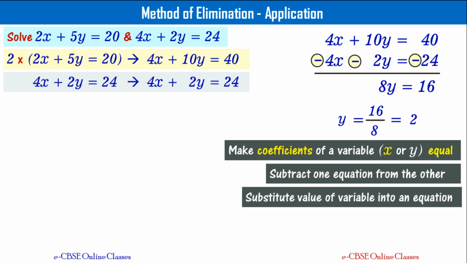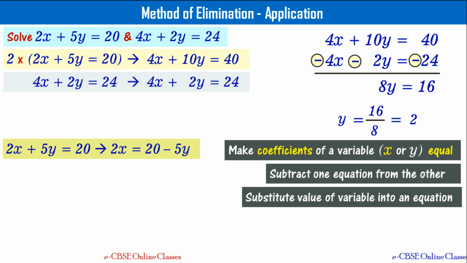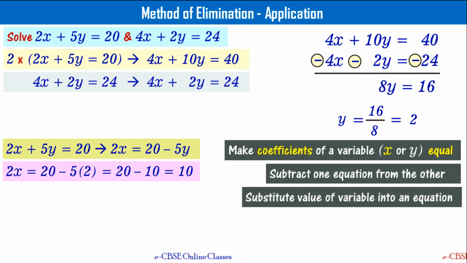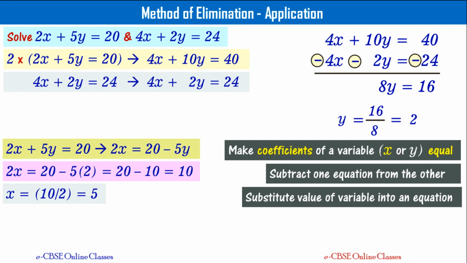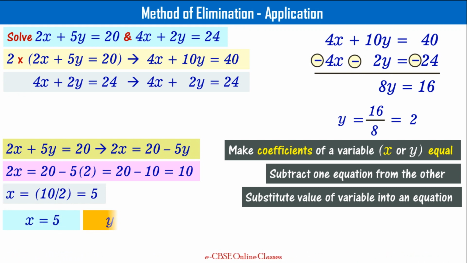Now let's go to the next step, that is substitute value of y obtained now into any of the equations. I chose 2x plus 5y equal to 20 and rearrange that such that I can write it as 2x equal to 20 minus 5y. Let me substitute y equal to 2 into this equation and simplify such that I get 2x equal to 10. It means x equal to 5, right? Now we can write the answer. X equal to 5 and y equal to 2 is the solution to the pair of linear equations given, right?